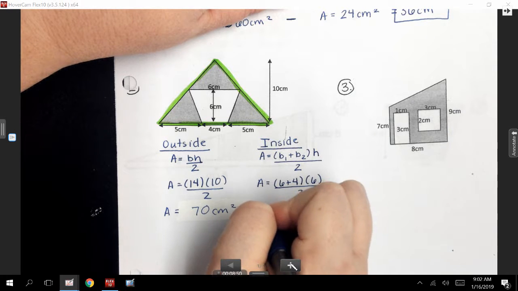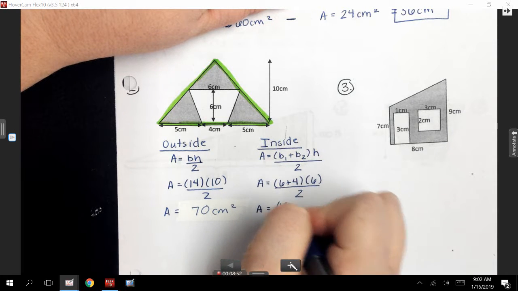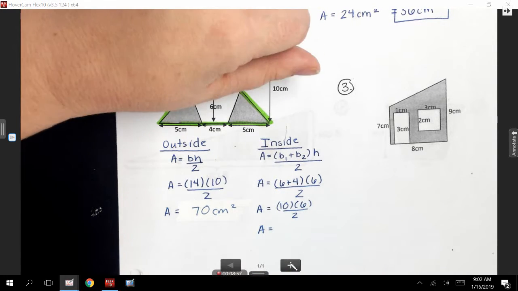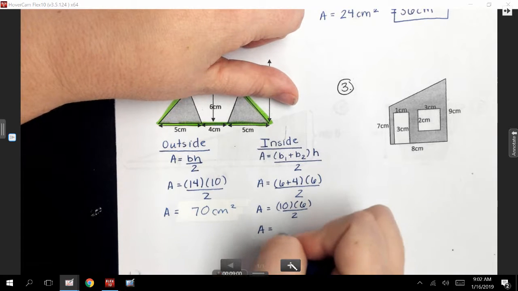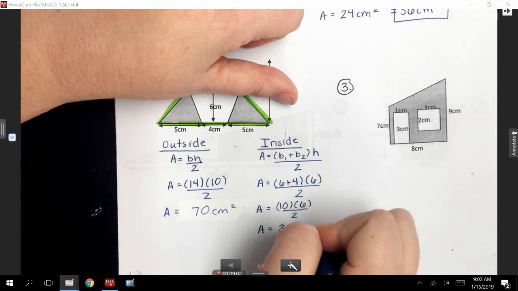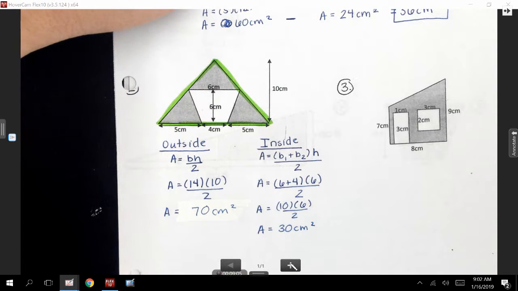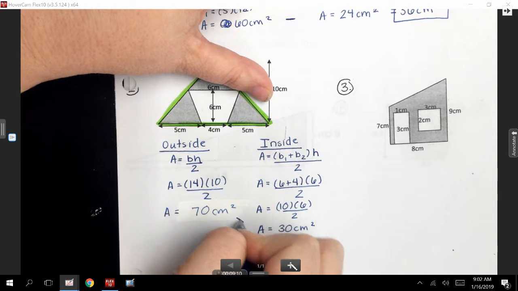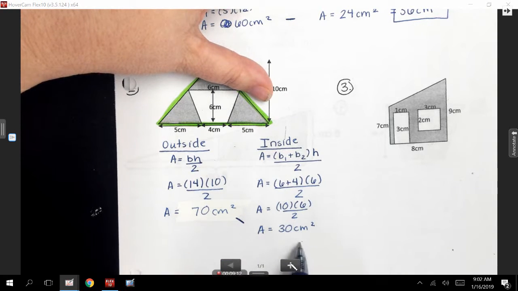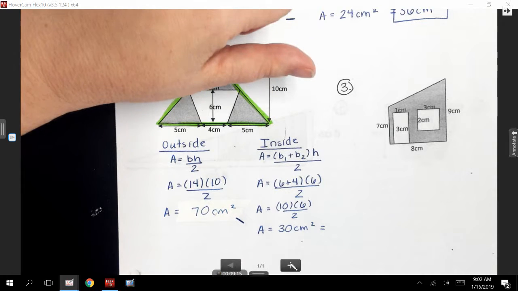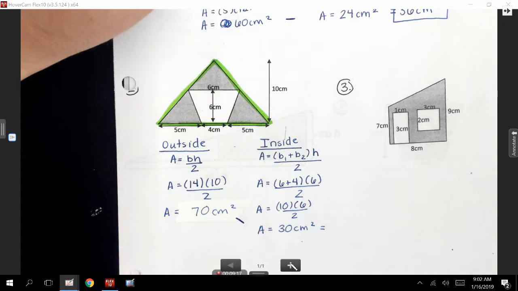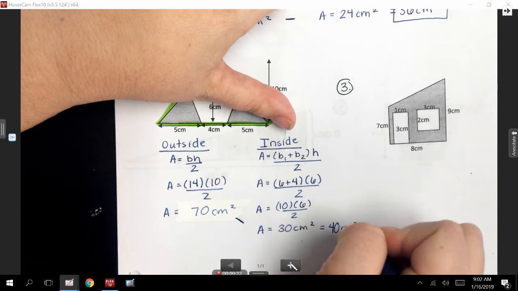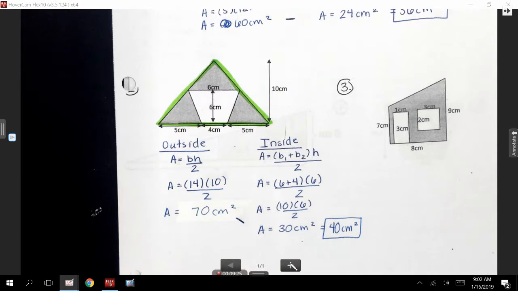So 6 plus 4 gives me 10 times 6 divided by 2. What do I get as my answer for that area? Chandler? 30 centimeters squared. And now what do I need to do with my 2 areas here, Hannah? Subtract. So I'm going to do something really funky here. I'm going to put my minus sign because it's 70 minus 30. And what do I get for my answer here? Luke. 40 centimeters squared. And that's the one I'm going to circle since it's actually my answer.